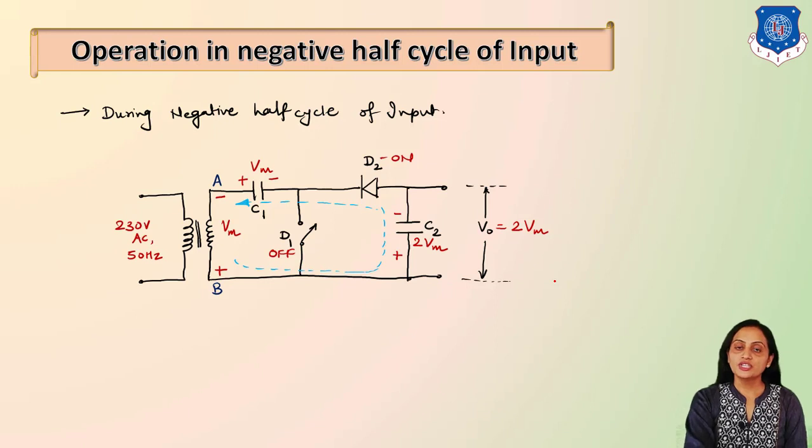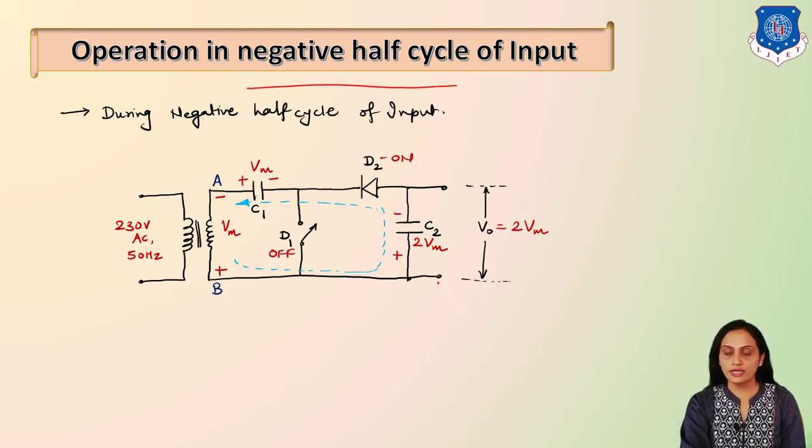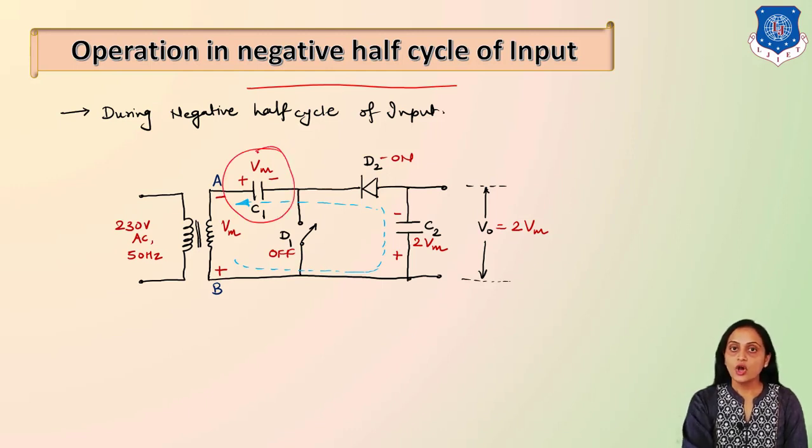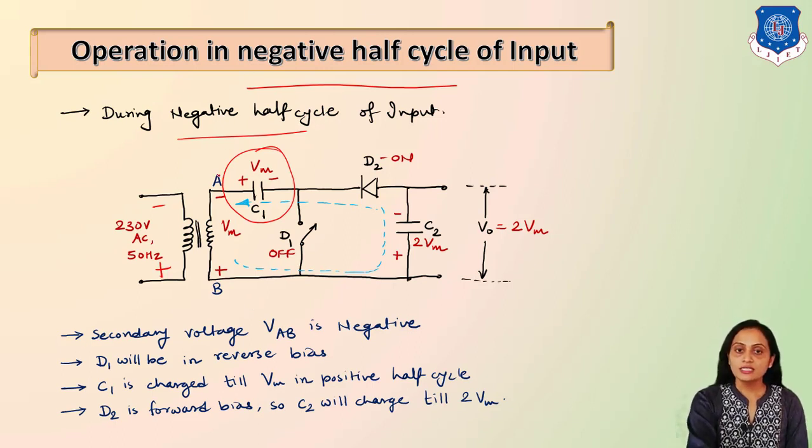Now we will see the operation of this half wave voltage doubler in the negative half cycle, that is in the first negative half cycle. What happens? We have already seen in the previous slide that C1 is already charged to the voltage Vm. So this charge is already there on the C1 plates once the first negative half cycle is occurring. At that time the input voltage is minus, plus. So VAB is negative. VAB is the voltage at the secondary of the transformer.